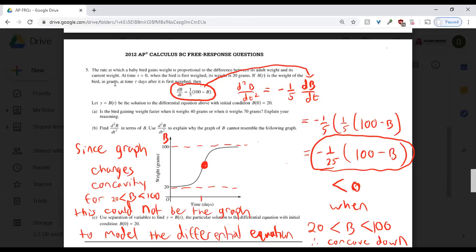So you might get, maybe it would be out of 2 points, you'd probably get 1 point for talking about the concavity, but maybe not the full credit for that. Okay, thank you.